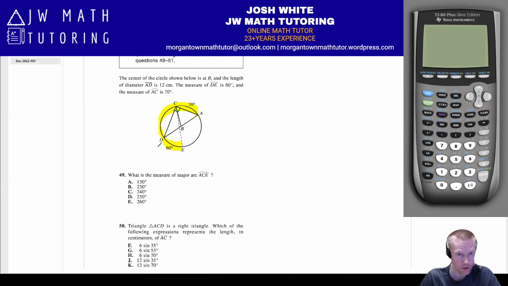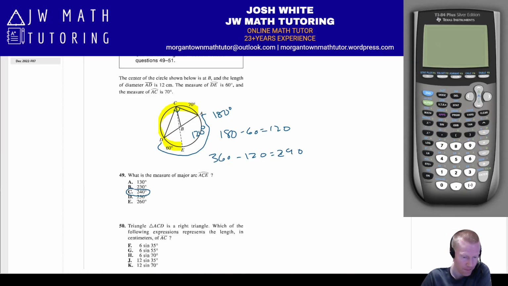That means basically this right here is 180 total degrees. That means AE is 120 degrees because of 180 minus 60. Therefore, you can now figure out ACE by just doing 360 degrees, total degrees around a circle, minus 120 and getting 240. So the correct answer for this is going to be letter C.